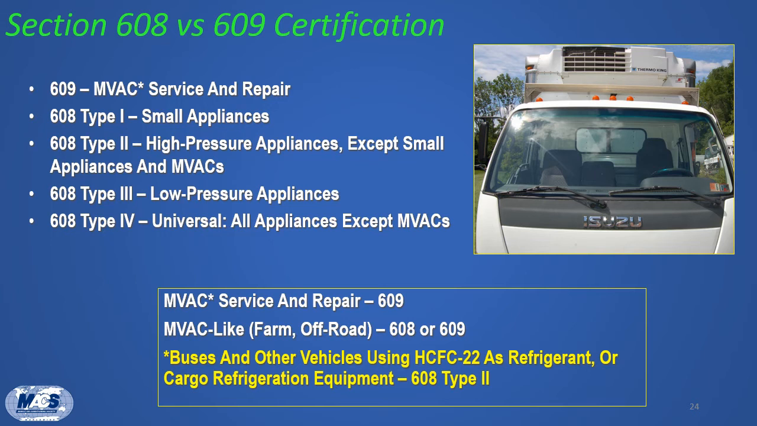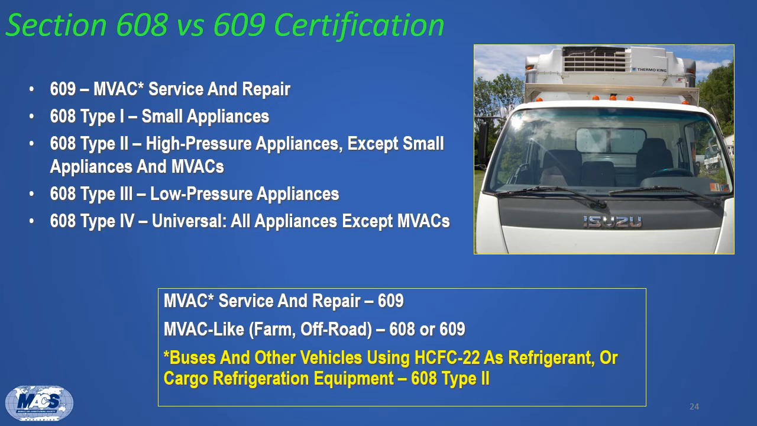But our fellow technicians who work on commercial, industrial, and residential air conditioning work under Section 608. Under Section 608, the EPA has established 4 different types of certification for those technicians that service and repair appliances other than MVACs. Technicians who service and repair MVAC-like appliances, such as farm equipment and off-road vehicles, can choose to be certified by either the Section 609 program or Section 608 Type 2.